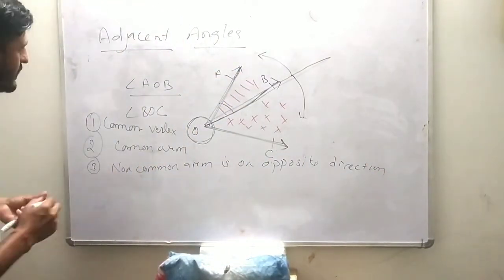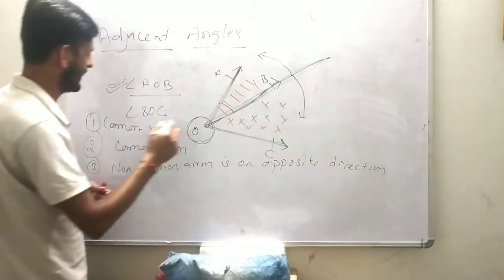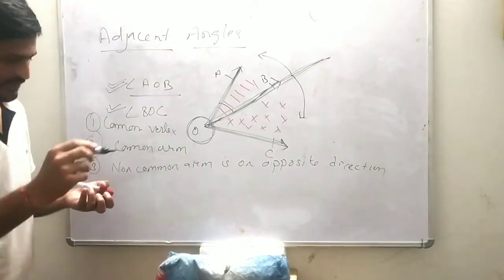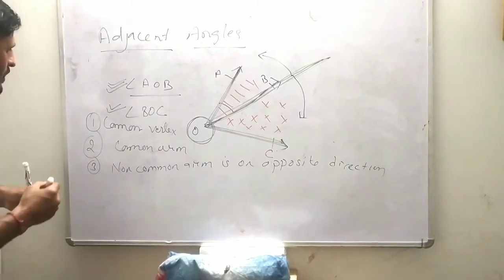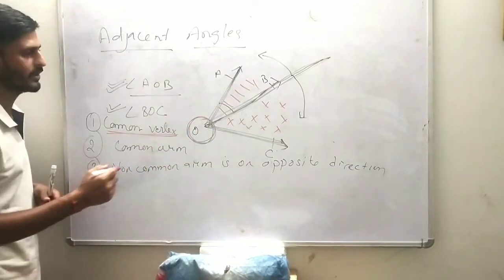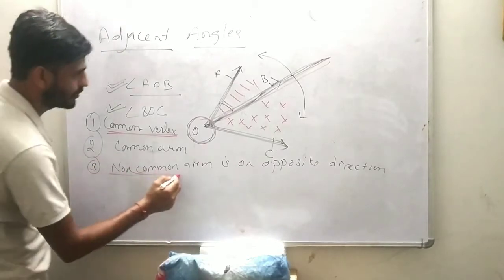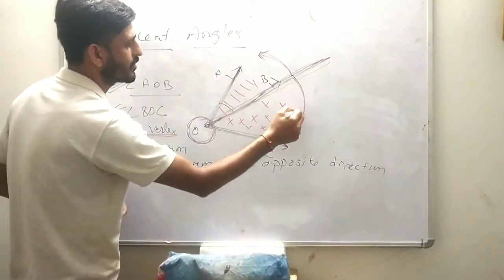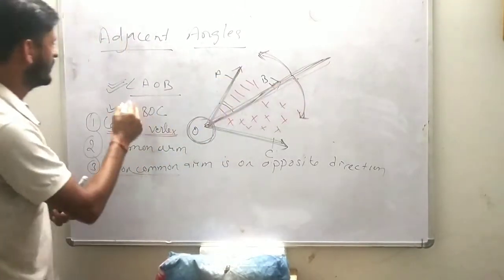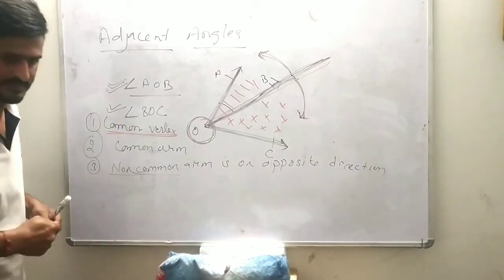Then what can we say? These two angles AOB and BOC are said to be adjacent. So try to understand what adjacent angles are. Two angles must have the common vertex, one common arm, and two non-common arms. The non-common arms must be on opposite sides of the common arm. Then the two angles AOB and BOC are said to be adjacent angles.